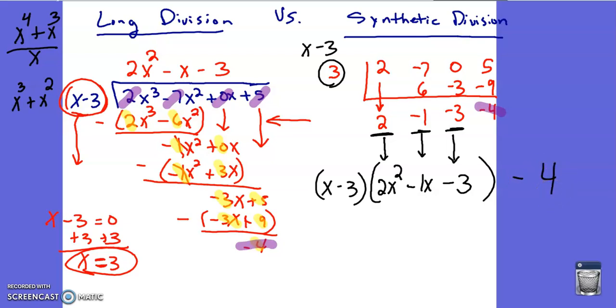So if I FOIL this right here, like if I literally multiply that together and then add the negative 4, it would be the original polynomial that's up here in blue. Okay, so that's a good way to always check it as well.